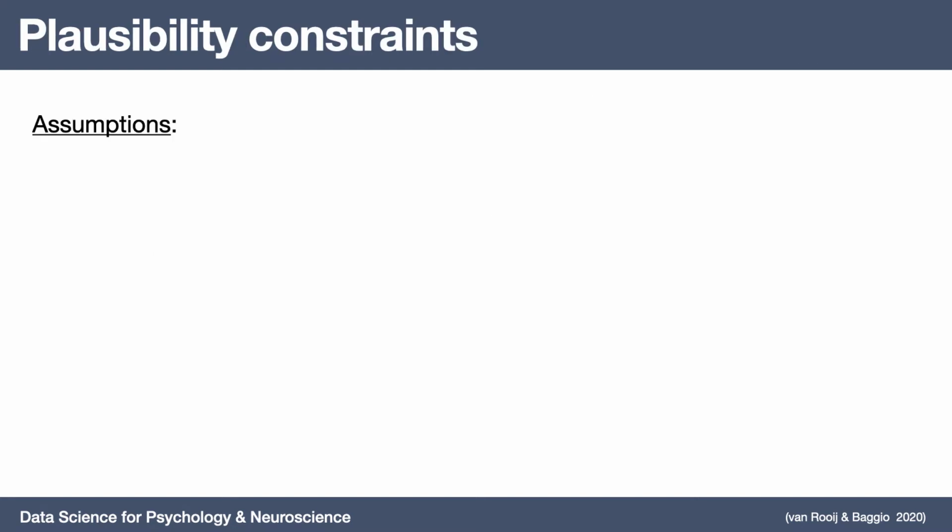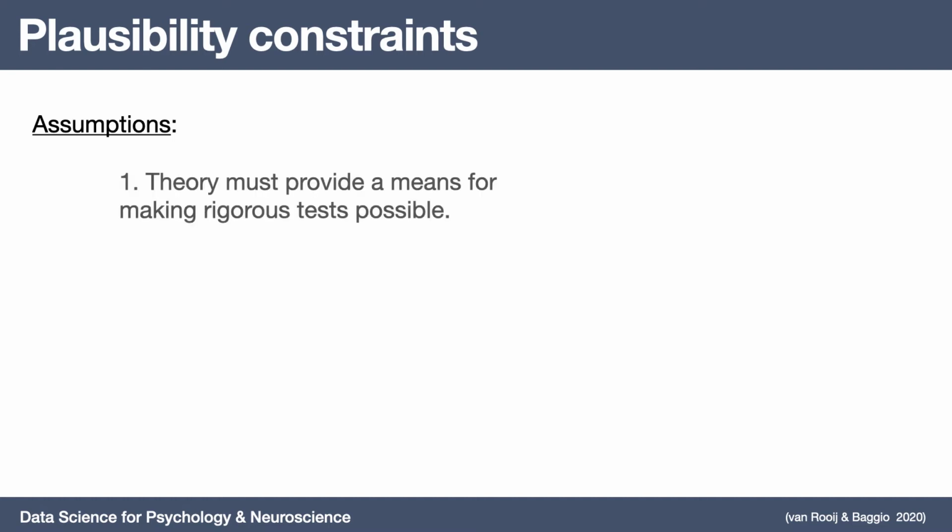What are plausibility constraints? They're effectively a set of assumptions. So the first assumption is that a theory must provide a means for making rigorous tests possible. In a classic sense, this is the idea of falsifiability. You can effectively only test a theory using modern scientific principles if you can formulate it in a way that it can be falsified.